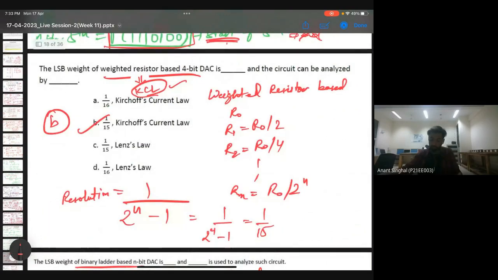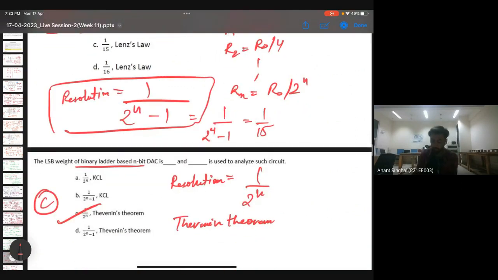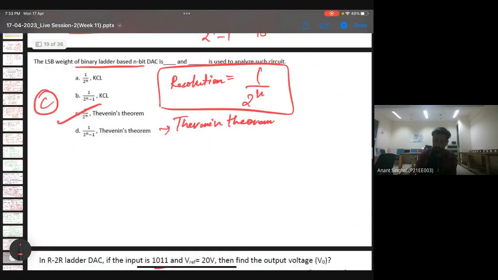And then we have done this KVL, KCL, sorry, for this weighted DAC, it works on the principle of KCL. And also it has a resolution for an n-bit DAC of 1 upon 2 to the power n minus 1. And similarly for the binary ladder, we have a resolution of 1 upon 2 to the power n, and it works on the basis of Thevenin theorem.